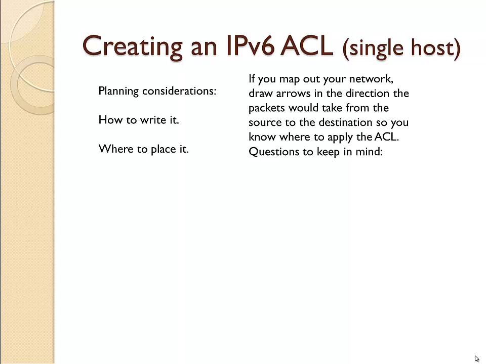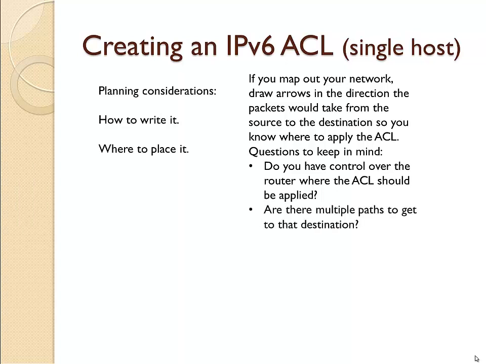Where to place it? If you draw out your map of your network, you draw arrows in the direction the packets would take from the source to the destination, so you know where the best place is to apply that ACL. Some questions to keep in mind though. Do you have control over the router where the ACL should be applied? If you don't, then you're going to have to compensate for that and maybe put the ACL in 1 or 2 different locations on 2 other routers. Are there multiple different paths to get to that destination?